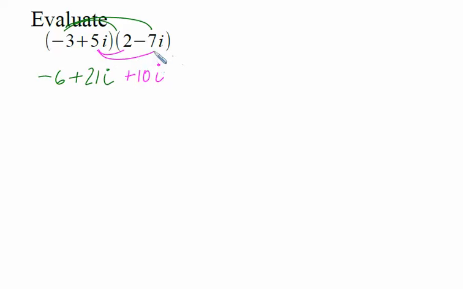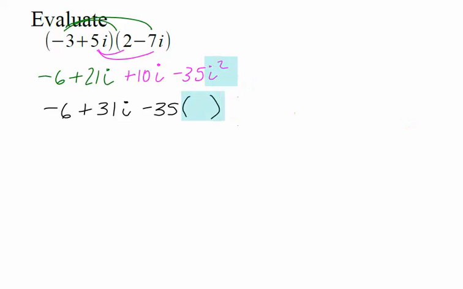And last but not least, -35i squared. Combine our like terms in the middle. 21 plus 10 is going to be 31i. Then don't forget what we need to replace i squared with. i squared is equal to -1. So we'll have -6 plus 31i plus 35, and that will turn into 29 plus 31 times i.